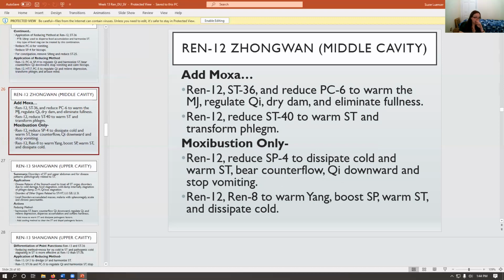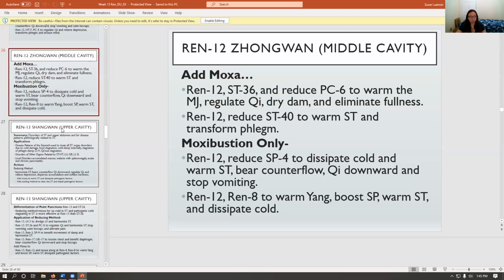Okay. We can add moxa in with Ren 12, stomach 36, PC6. That is going to be good for cold and damp. We can add in stomach 40 for phlegm, and then moxibustion only with spleen 4. Again, that's going to bear counterflow qi downward. With Ren 8, we are going to be boosting yang and dissipating cold.